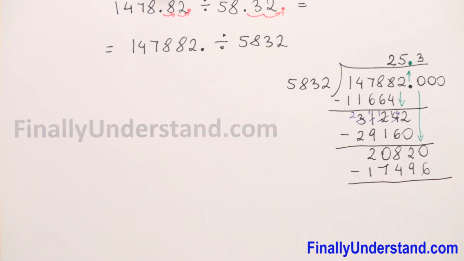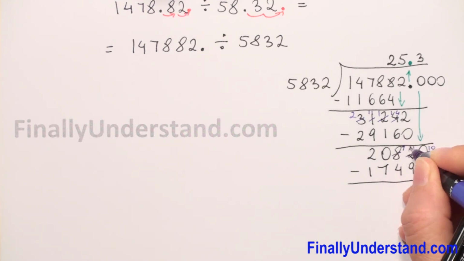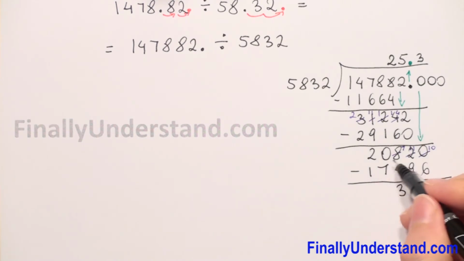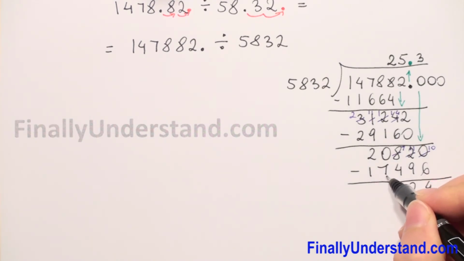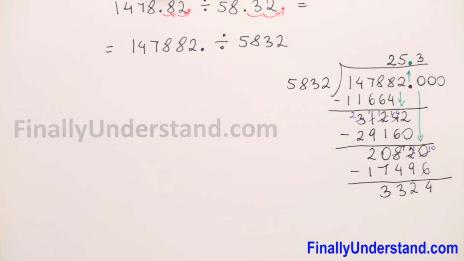0 minus 6 we cannot do, so we will borrow 1 from 2, so it will be 1 and 10 at the end. 10 minus 6 is 4. 1 minus 9, so we have to go to the next column and we will borrow 1 from 8, so it will be 7, and we have 11 minus 9 is 2. 7 minus 4 is 3. And now we have 20 minus 17 is 3. So what next? We have to take down the next digit.